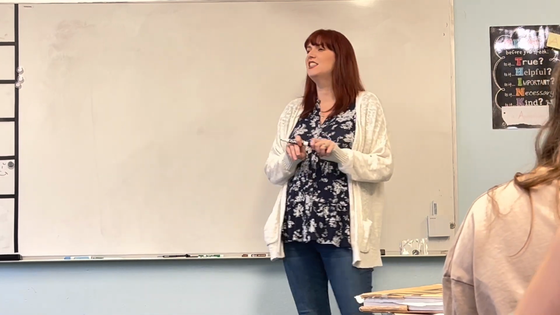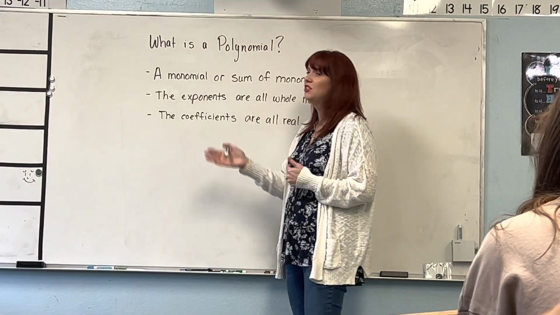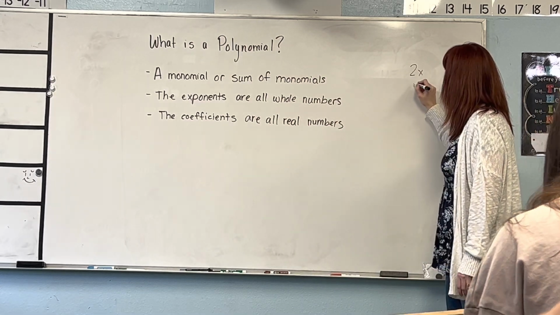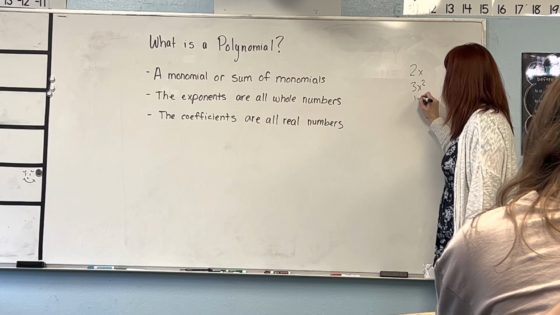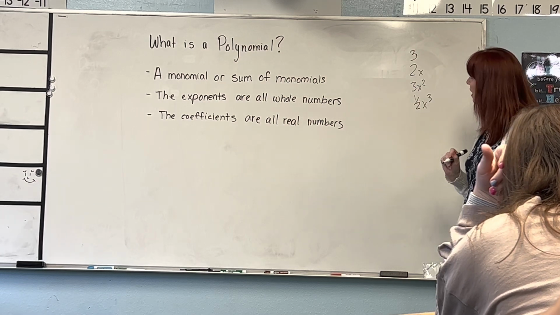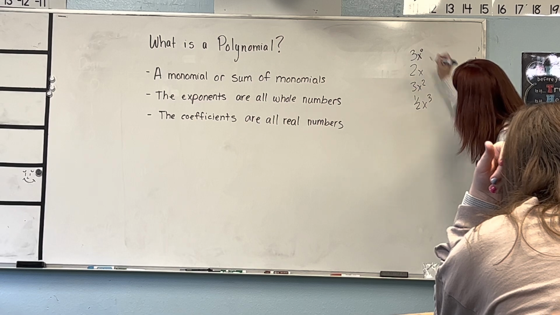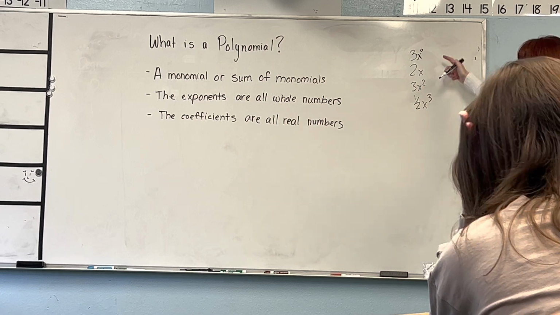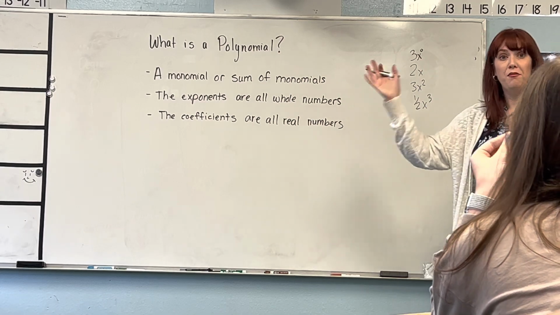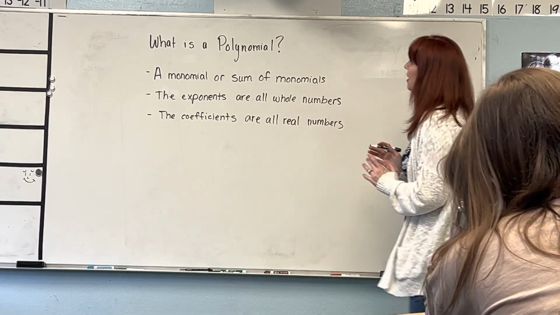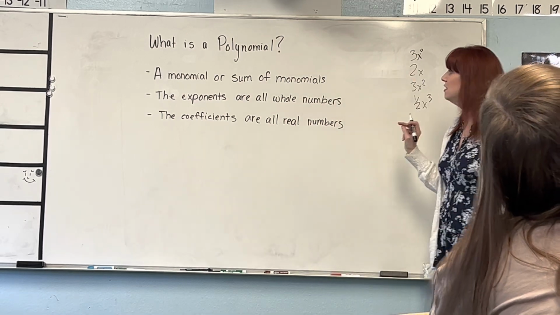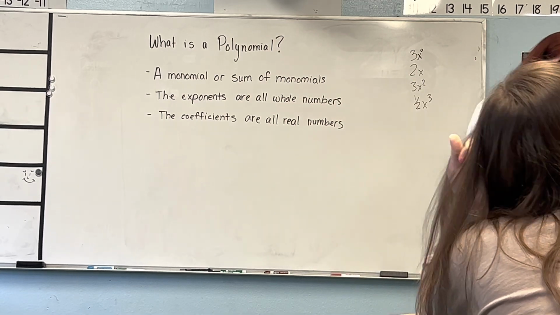A polynomial is a monomial or a sum of monomials. A monomial is like 2x, 3x squared, 1/2 x to the third. It could even just be a number, because it could be x to the 0. These are all monomials, so you can either have just one of those or a bunch of them added together. That makes a polynomial. For it to be a polynomial, all of the exponents must be whole numbers.